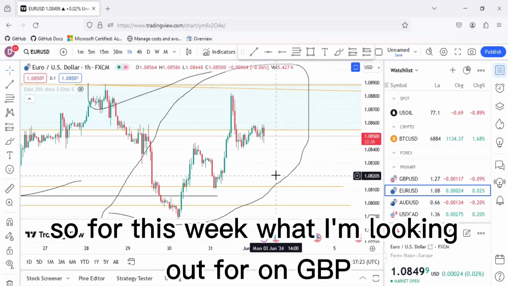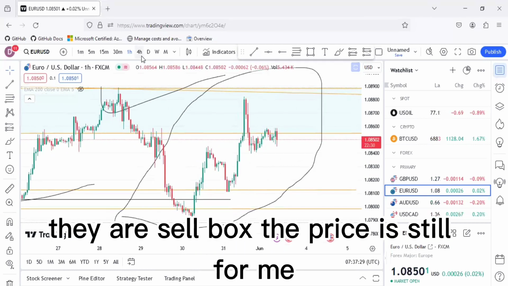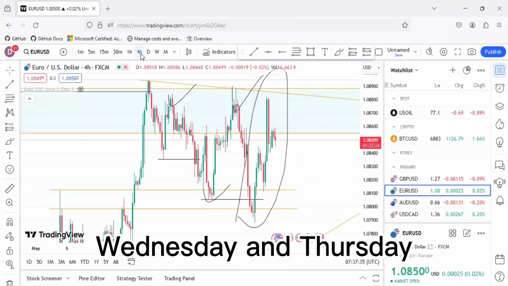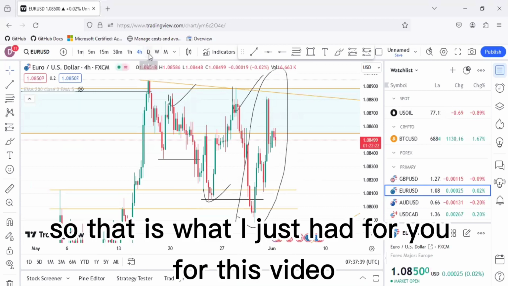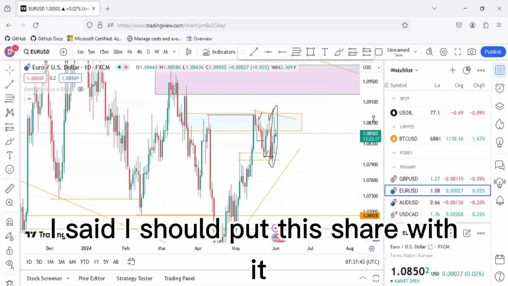So for this week, what I'm looking out for on GBP USD and Euro USD, we are both sell. They are sell, but the price is still forming. This is Monday. Let us see what's going to happen between Tuesday, Wednesday, and Thursday. So that is what I just had for you for this week. I said I should quickly share with you.